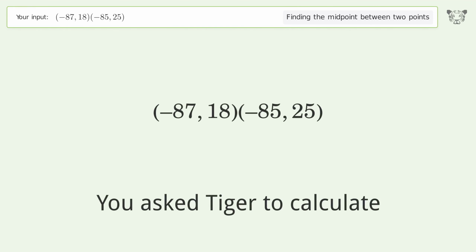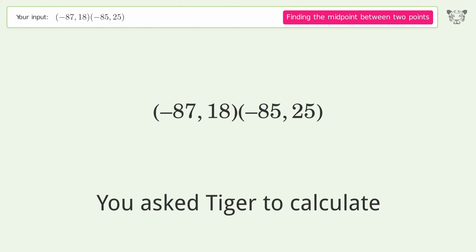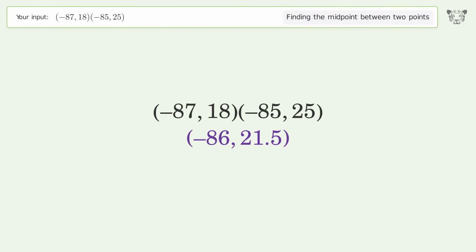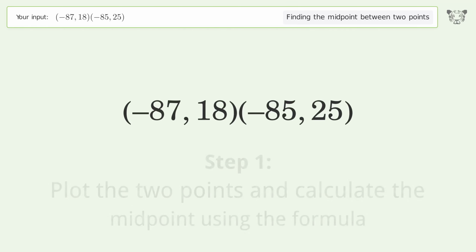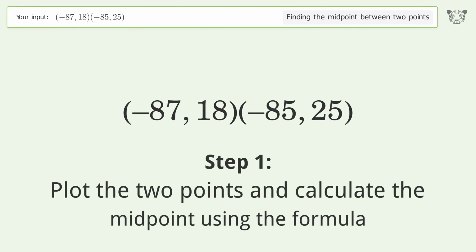You ask Tiger to calculate. This deals with finding the midpoint between 2 points. The midpoint between the 2 points is negative 86, 21.5. Let's solve it step by step. Plot the 2 points and calculate the midpoint using the formula.